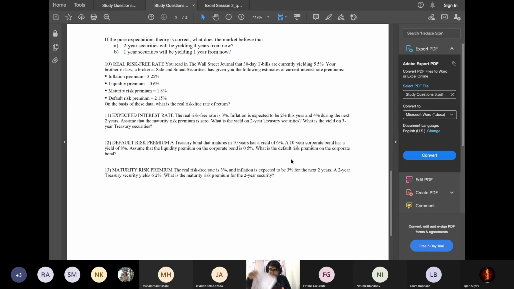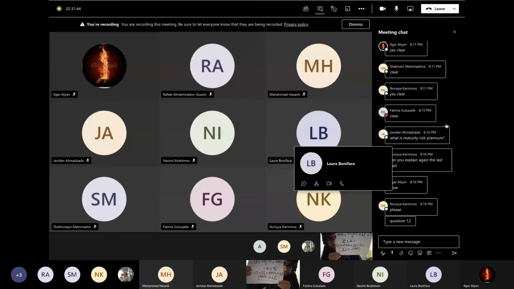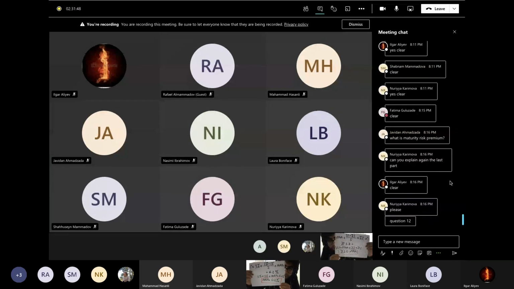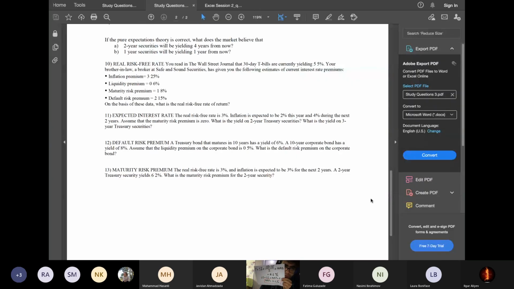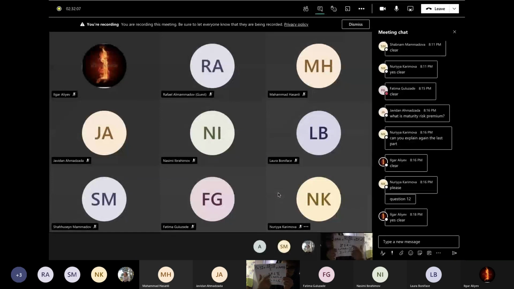Look at this beauty here. Nuria, I will show you question 12. Just wait. So it is government bond treasury. It has only risk-free rate, inflation, we took the average, and MRP, because MRP is given, which means it is long-term government, is equal to 6.2%. We solve the equation for MRP and we get 0.2%. If it's clear, then we can switch to question 12.